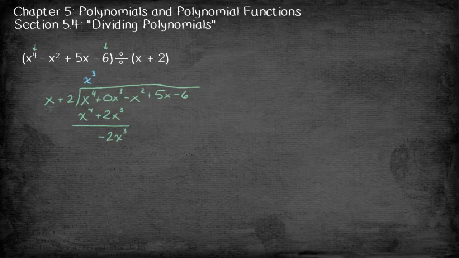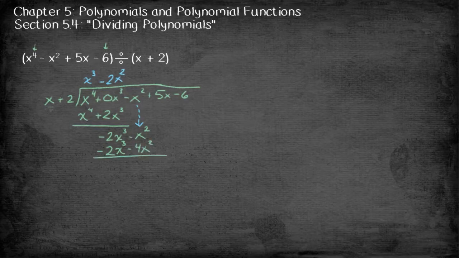And now I'm going to do a similar thing to what I do with regular division. I'm going to bring down this next guy. And now I repeat the process. What do I have to multiply x by to get this? That would be negative 2x squared. And then 2 times negative 2x squared is negative 4x squared.